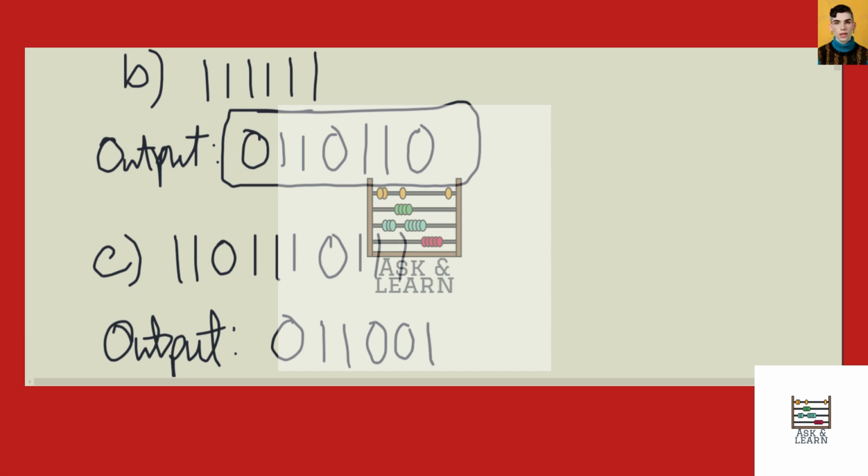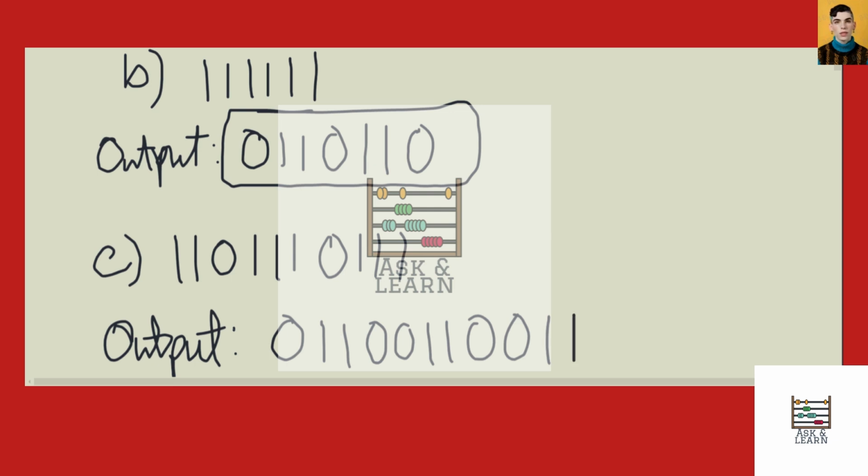Our next input is 1, we move from S2 to S1, and our output is 1. Our next input is a 1, we move from S1 to S0, and the output is 0. Our next input is a 0, we move from S0 back to itself, and our output is 0. Next input is 1, we move from S0 to S2, and the output is a 1. Next input is 1, we move from S2 to S1, and the output is 1.